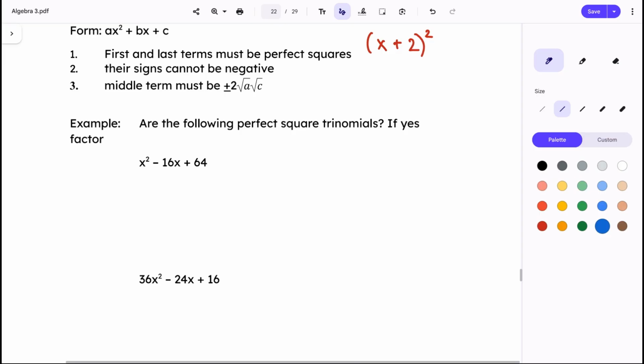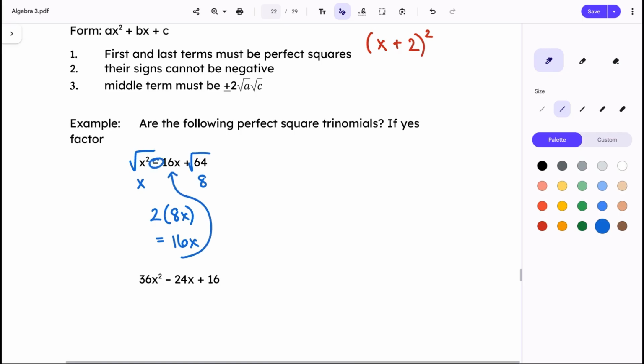Okay, so let's take a look at these examples. Down here, first thing I'm going to check is, are my first and last terms perfect squares? So can I square root the x squared and can I square root 64? Well, the square root of x squared would just be x and the square root of 64 would be 8. So yes, that takes care of rule number 1. Rule number 2, their signs cannot be negative. Both of them are positive, so I don't need to worry about that. Step number 3 is, where I have these 2 terms, x and 8, and I double it. So 2 times 8x would be 16x, and that is what they have in the middle.